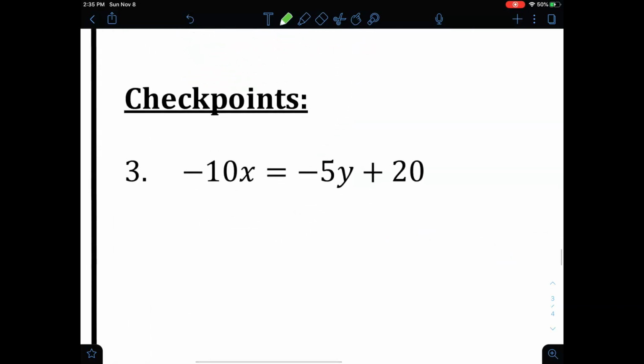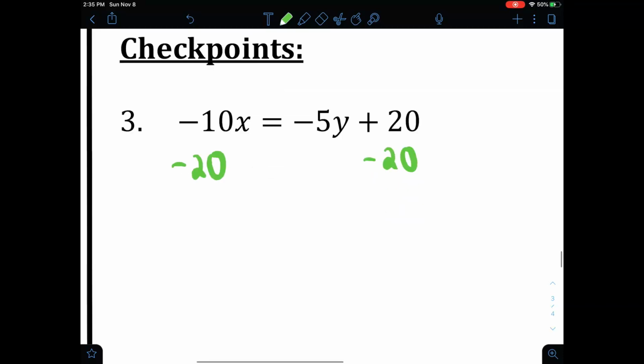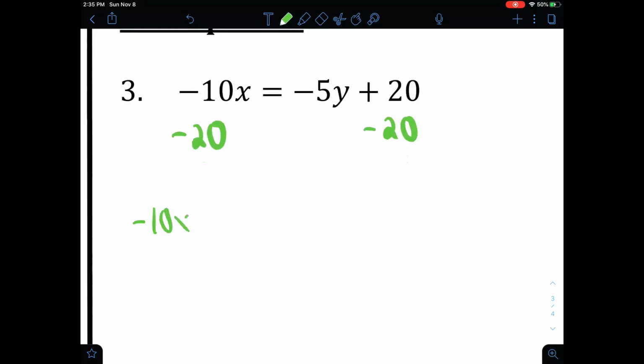All right, welcome back. Number 3: negative 10x equals negative 5y plus 20. I want to get that negative 5y by itself to get y by itself. So what will be the first step here? We're going to subtract 20. And we're going to get negative 10x minus 20 equals negative 5y. Remember, put the x in front.